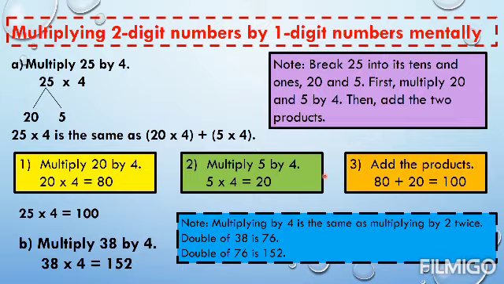In the second technique, class, look at this example. Letter B, let's multiply 38 by 4. Multiplying by 4 is the same as multiplying by 2 twice. So let's double 38. The answer is 76. And if we double 76, the answer is 152. This answer is the same as 38 times 4 equals 152.